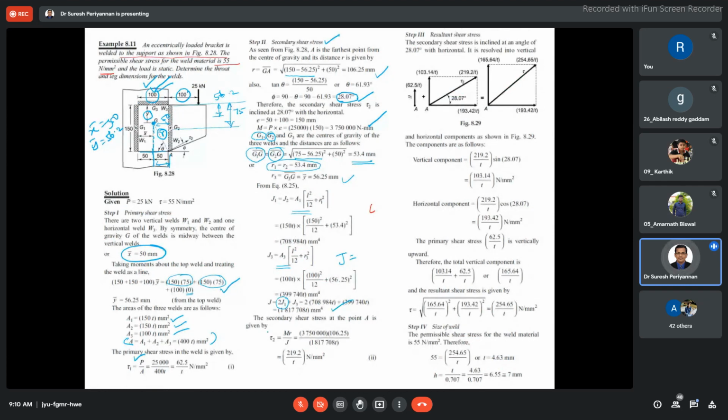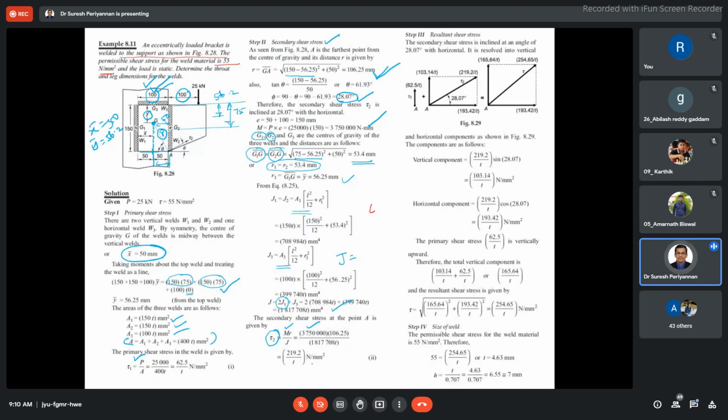Now go for the tau 2 calculation, the secondary shear stress calculation. We know M is nothing but the moment, P into E. Then R is the farthest distance, which we know.